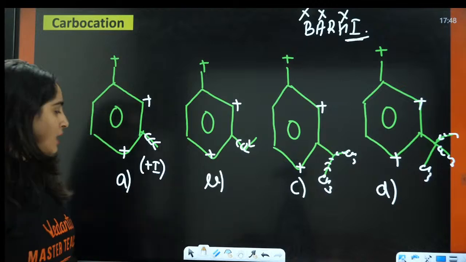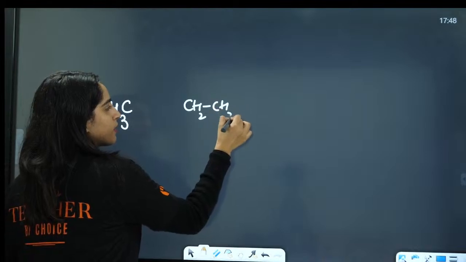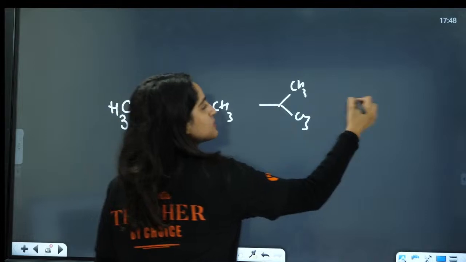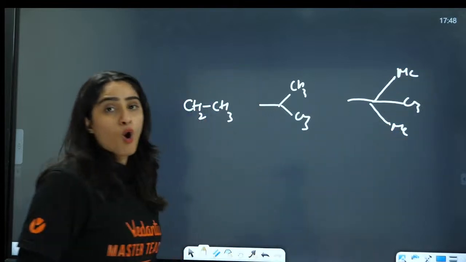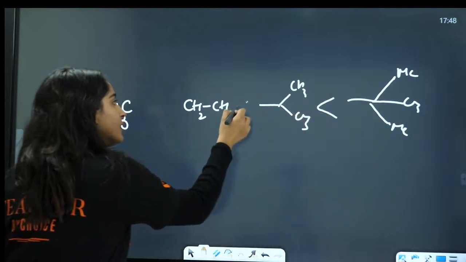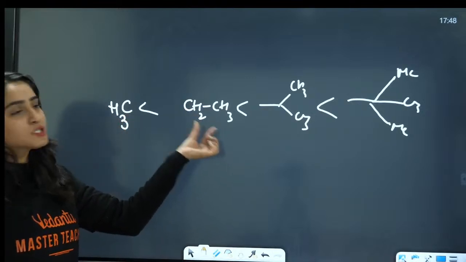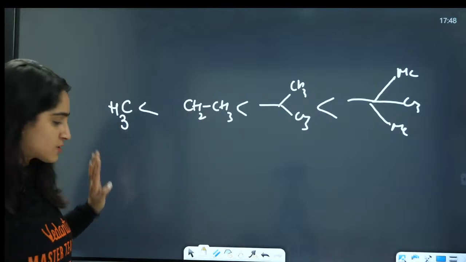So we all know the plus I order. The plus I order is like this. CH3, this is CH2CH3, this is 2CH3 and this is 3CH3. Because of three methyl groups, the plus I effect will be maximum here, then here, then here. Right? And this is just one carbon. These are two carbons. So in this case, the plus I effect will be more as compared to CH3.